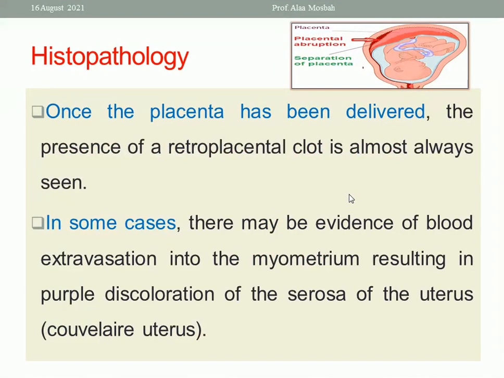What about the histopathology? Once the placenta is delivered, the presence of a retroplacental clot is almost always seen. There may be evidence of blood extravasation in the myometrium, resulting in purple discoloration of the serosa of the uterus, what is called Couvelaire uterus. This is a dangerous one. It makes the uterine wall pathologic. The blood leaks in between the muscle layers of the uterus till reaching the serosal covering, making the uterus pathologic and atonic, and sometimes may need hysterectomy because of this.